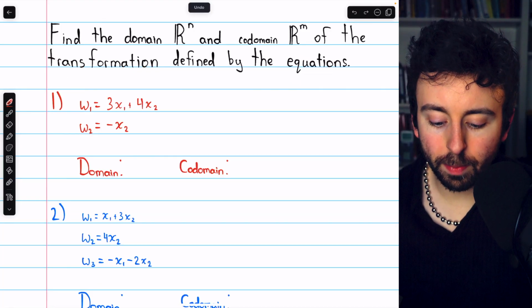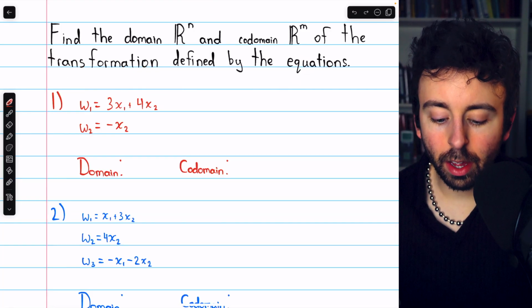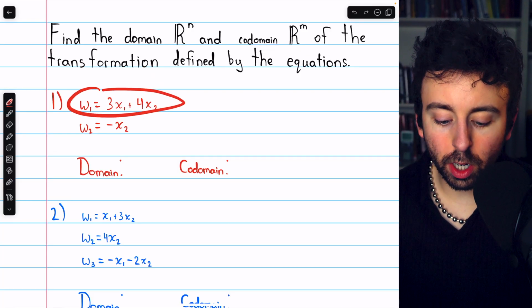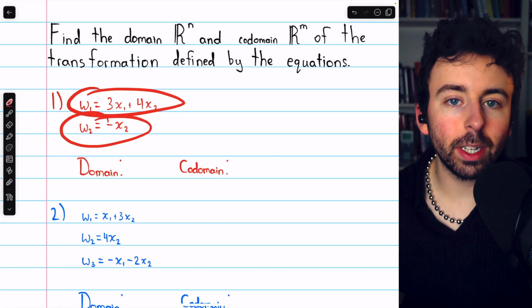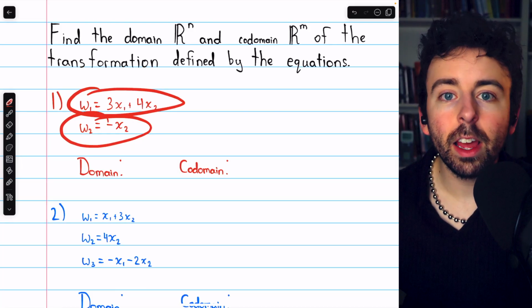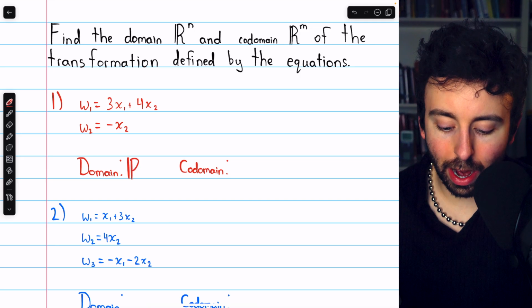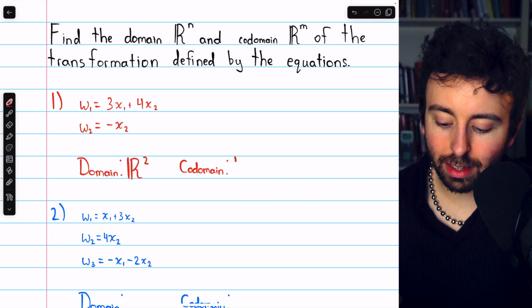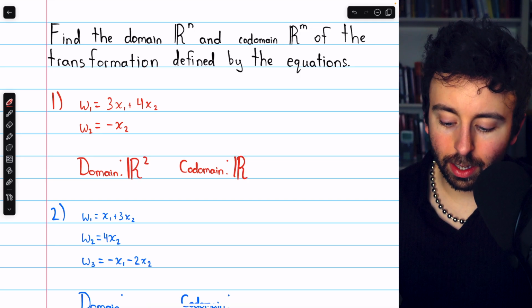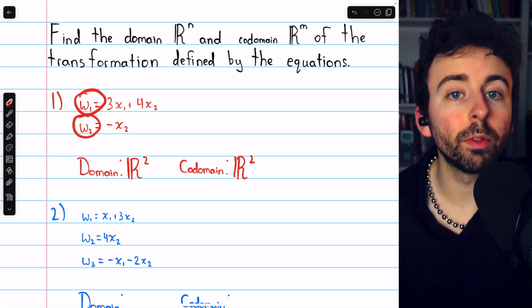Here's problem 1. We can see that there are 2 input variables, x1 and x2. Meanwhile, we have 2 equations, 1 equation for each output. Each equation tells us how each output is calculated based on the inputs. Hence, the domain is R squared, and the codomain is also R squared. Again, there's 2 inputs, and in this case, there are 2 equations, 1 for each output.